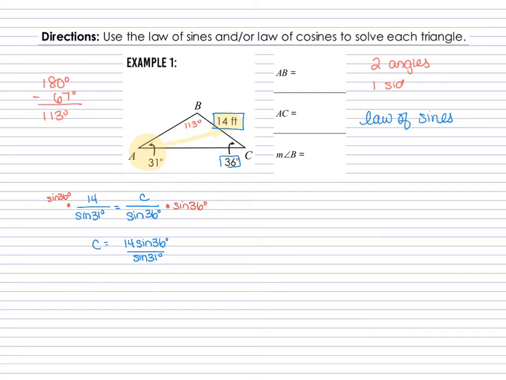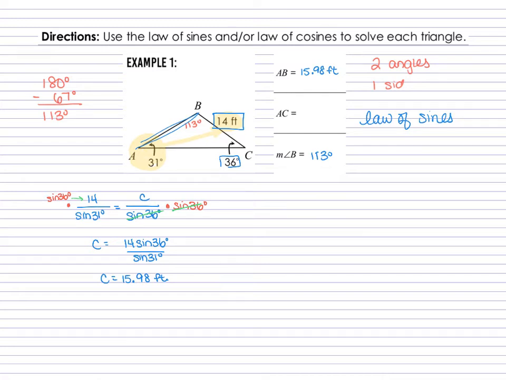So on the right, they cancel. And then over here, I'm just going to multiply through. When I do that out in my calculator, I have 14 times the sine of 36 over the sine of 31 to give me that C is equal to 15.98 feet. So now that side C, which is length AB, I can actually put up in here. So I've got 15.98 feet for AB, and I can fill in the angle B while I'm here, 113 degrees.